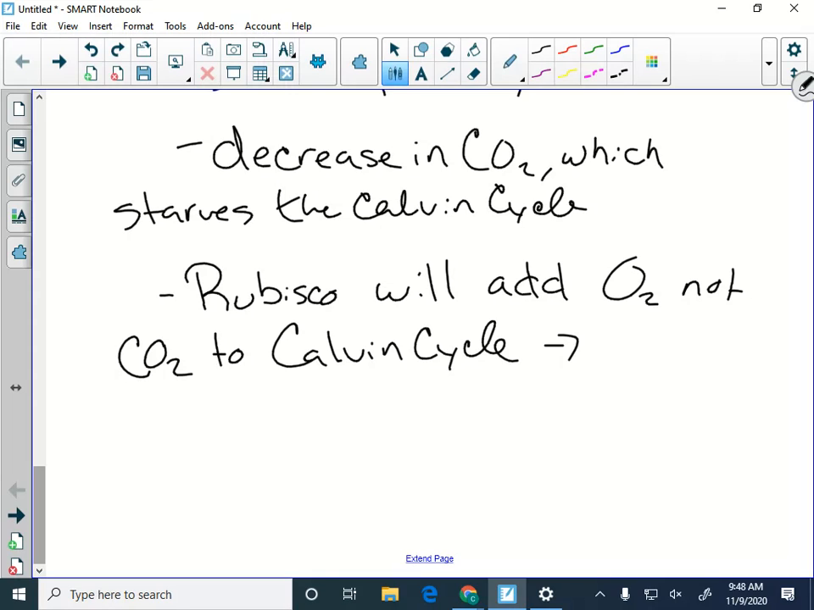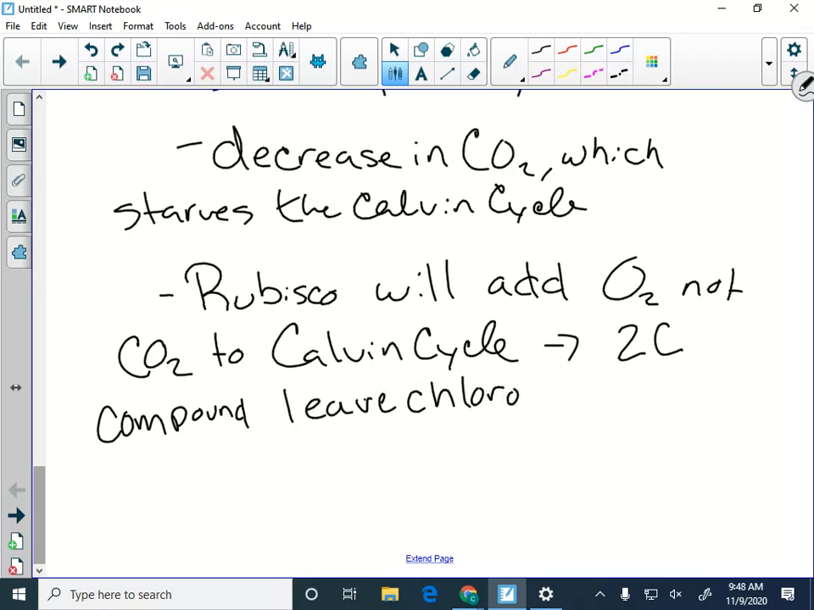And when it adds that oxygen to the Calvin cycle, our 2-carbon compound will leave the chloroplasts, where peroxisomes and mitochondria will release CO2.